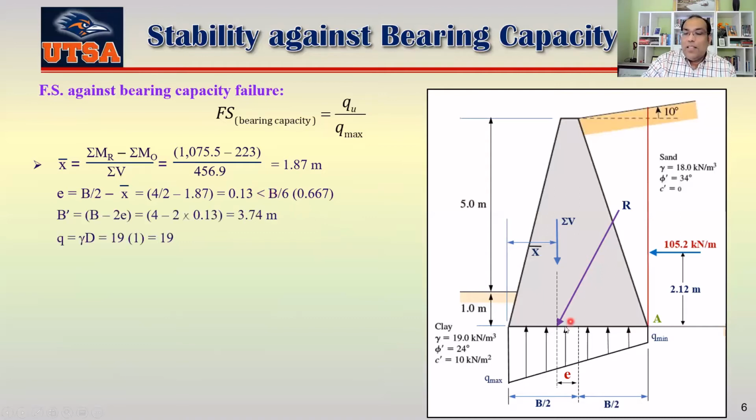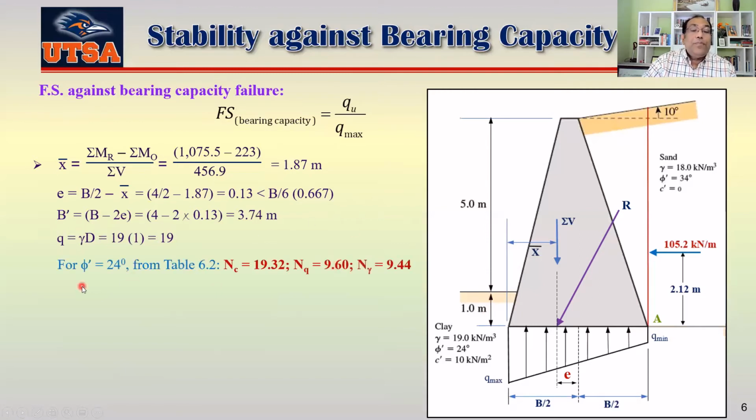Okay. Now let's see our case here, because this is your eccentricity in one way, because the wall is always a continuous foundation, right? So the effective width is B minus 2e, which is 3.74 meter. And your q is gamma D, which is 19 into 1. You always have to remember that one. Actually, your Df is not from this side. Df has to be always the lower of the two. So here is your Df. So your q is actually 19.